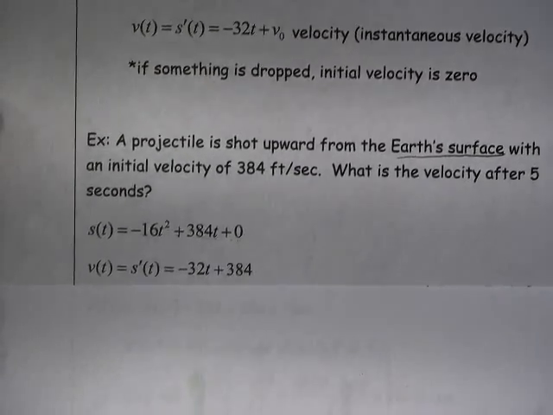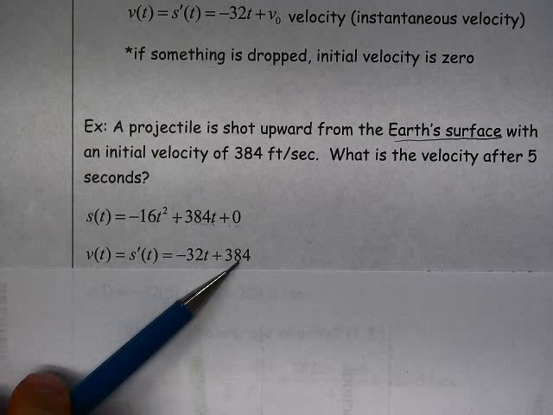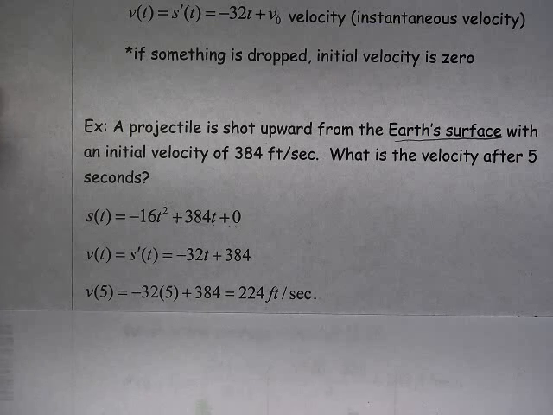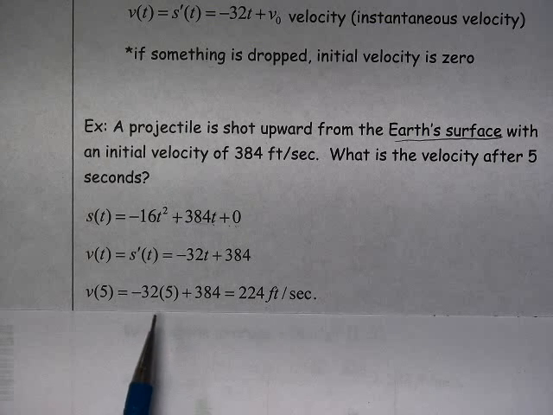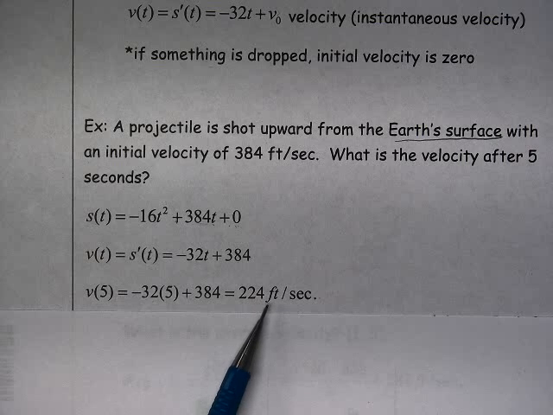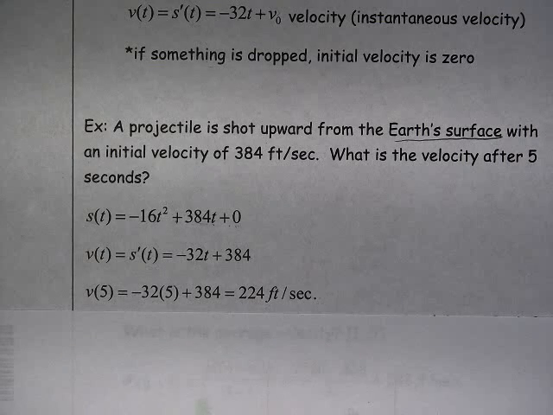To get the velocity function, we take the derivative of that position function. So again, we have negative 32t plus 384. And if I want to know the velocity at 5 seconds, I just substitute 5 into that velocity function and I can get 224 feet per second. So that is the instantaneous rate of change of the position at t equals 5 seconds. That's the velocity.